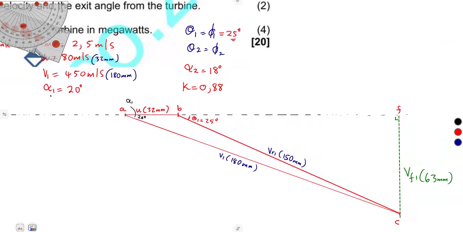Remember, we've got the value of K. So VR2 is equal to K times VR1, which is 0.88 times VR1. VR1 is 150 millimeters. So that was going to give us VR2 from this calculation, which is approximately 132 millimeters. So we are going to draw that VR2.